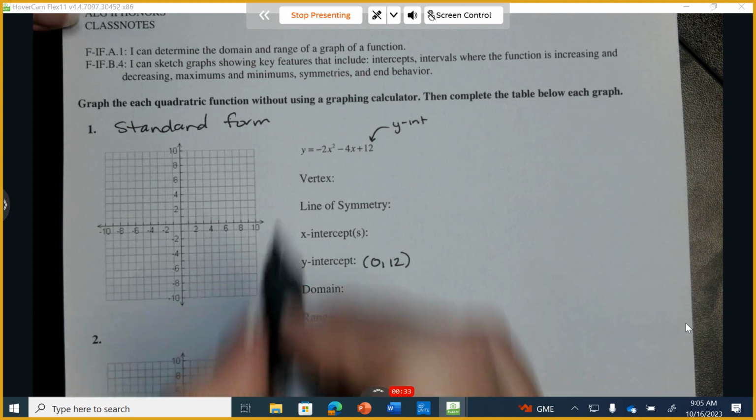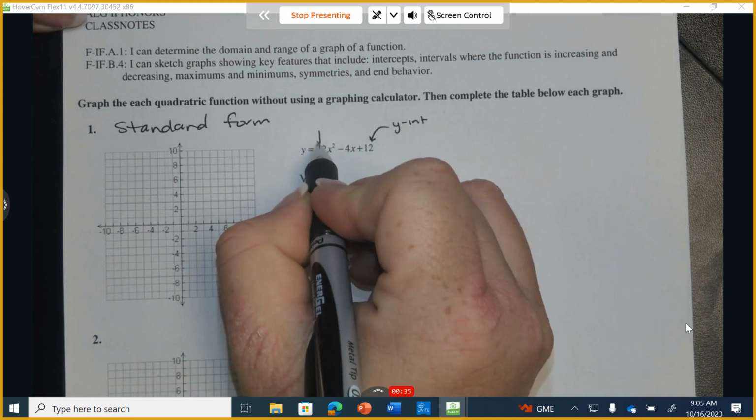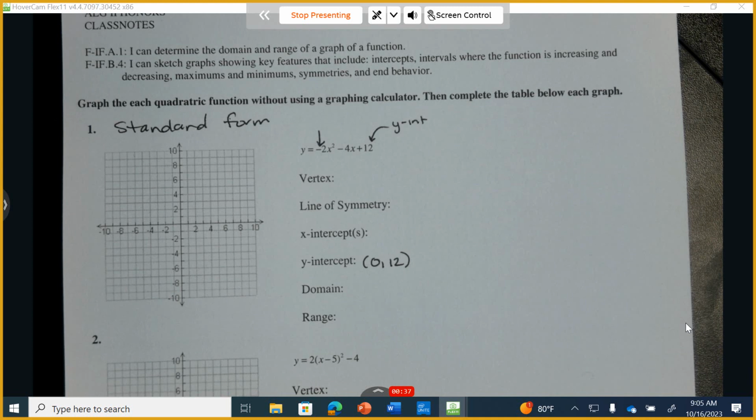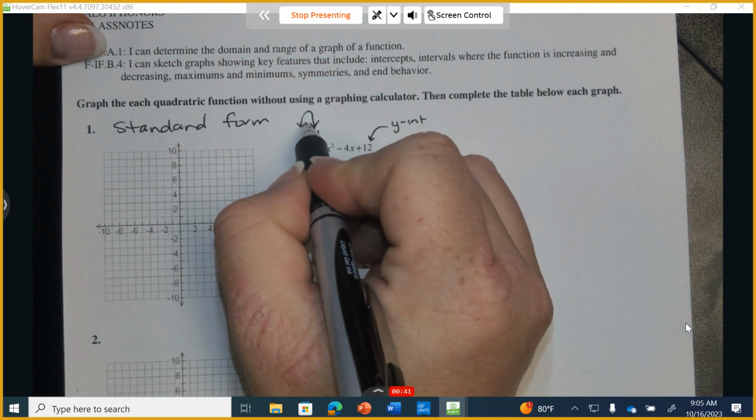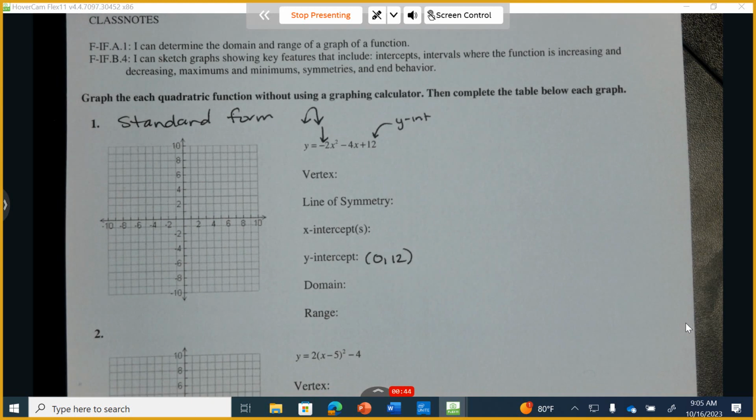Another thing that helps us here is please draw an arrow to the negative sign. Not the 2, but the negative sign. And I'm just going to draw a picture. Because it's a negative quadratic equation, I know this parabola shape is going to open downward.